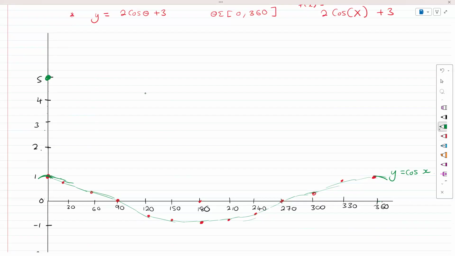Again, I apologize, but yeah, this is as good as I'm going to get it. That's 5. The T is 4.7. 60 is 4. 90 is 3. 120 is 2. 150 is 1.26. 180 is 1 on the dot.